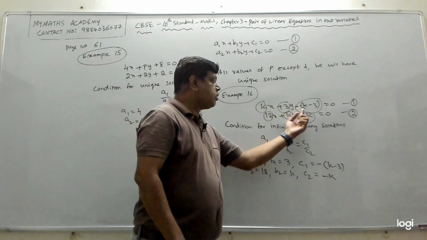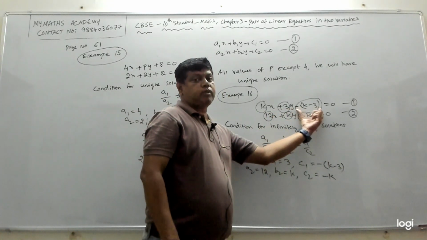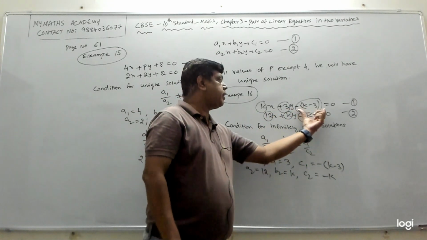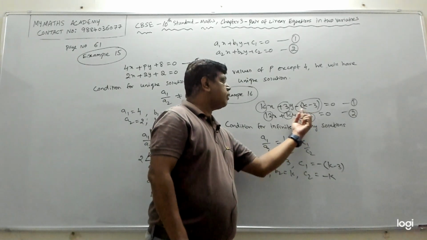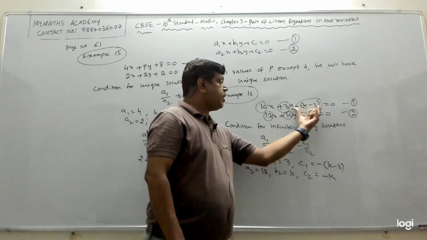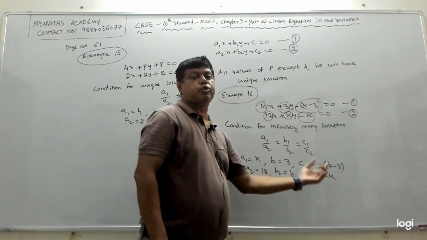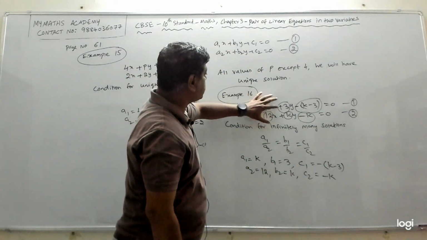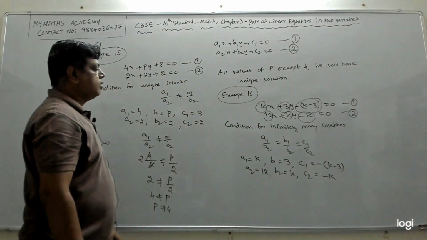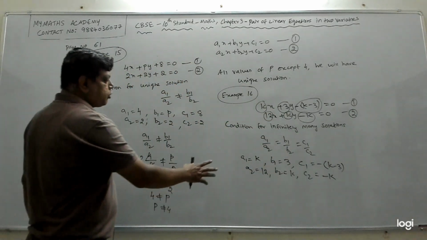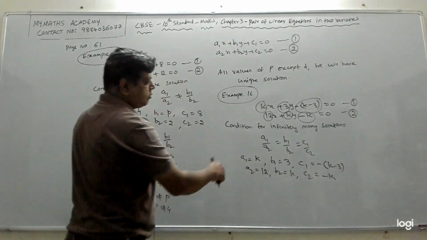And for C1 and C2, it is the constant term, which means it should not have X or Y. The entire thing. Don't say only K or minus K. The remaining entire thing is C1 here. This entire thing is C2. You just need to compare this with this and write it. Fine. Now let's substitute all this in this one.